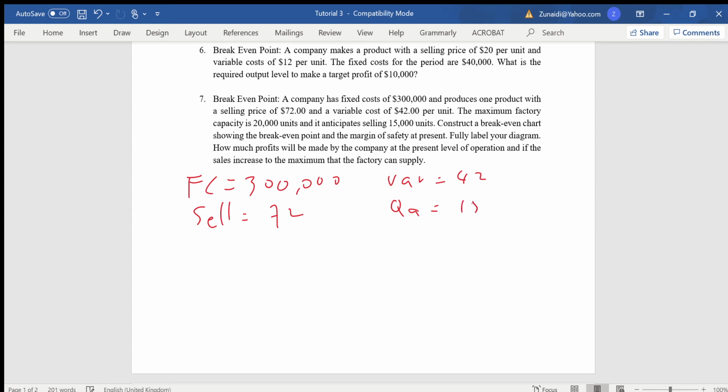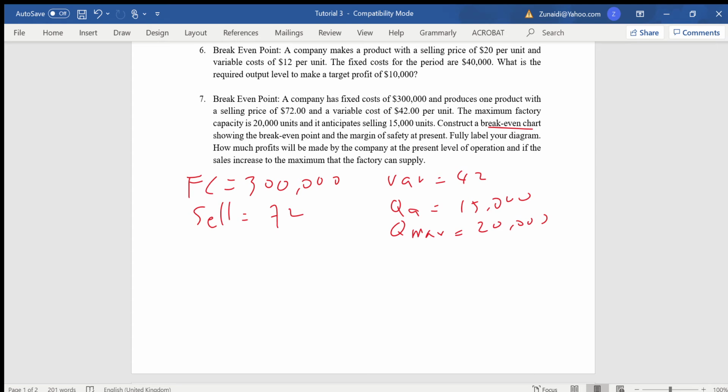Anticipated selling is 50,000 units. They also have Q maximum of 20,000 units. So that is the information we can get from question 7. They ask us to construct a break-even chart, show the break-even point and the margin of safety, label the diagram fully, and then how much profit can be made by the company at the present level of operation, and if the sales increase to the maximum that the factory can supply.